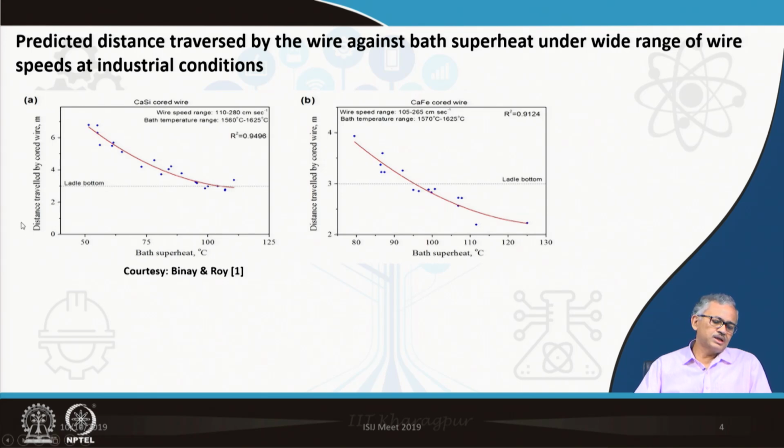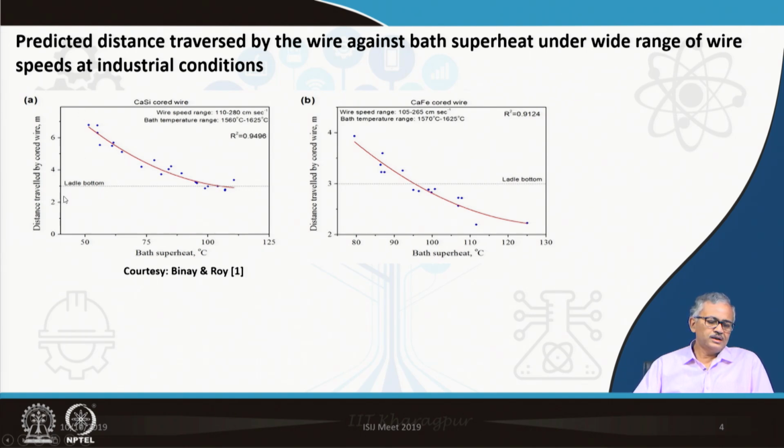This is a similar plot, here distance traversed with the bath superheat I have plotted, and the speed range is 110 to 280 centimeter per second, a wide speed range, and all the data we have plotted. And we can see that with the bath superheat the distance traversed decreases, that is expected, and the mathematical model also showed it really decreases in both the cases. And we can see in case of the CaFe there is both premature melting as well as delayed melting, and in case of the CaSi it is mostly delayed melting, that is, even after reaching the bottom the wire does not melt.